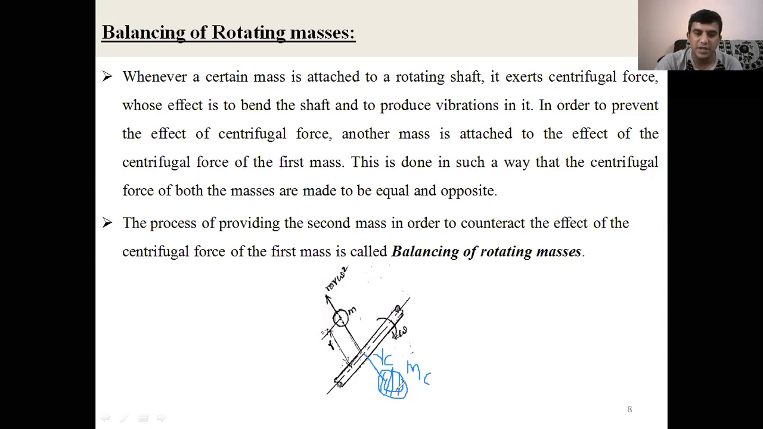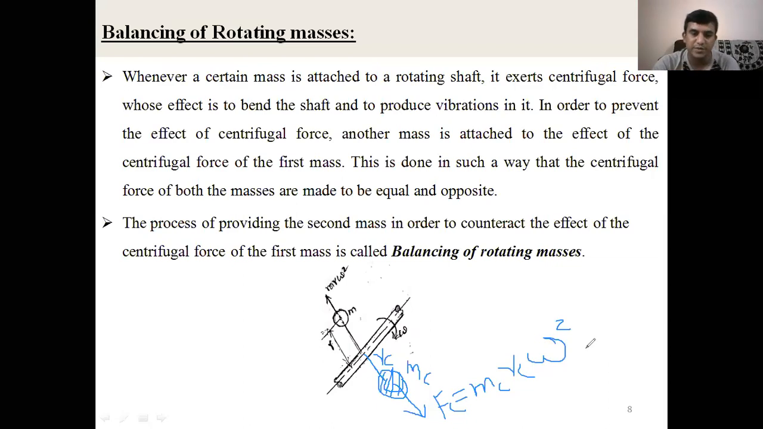Now that produces one more centrifugal force which acts radially outward, that is Fc. What is its magnitude? Fc is equal to mc rc omega square, where omega is the angular velocity. Again the unit is Newton. That counteracts, or balances, the disturbed mass.